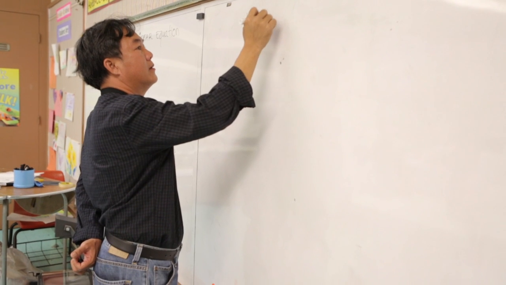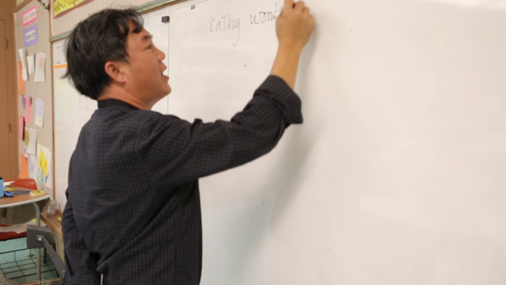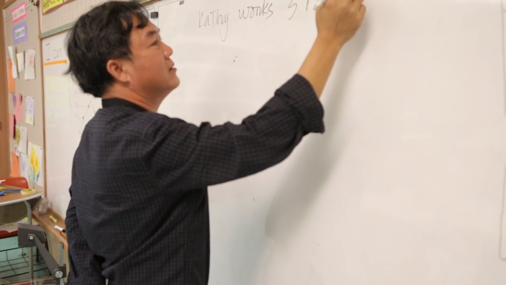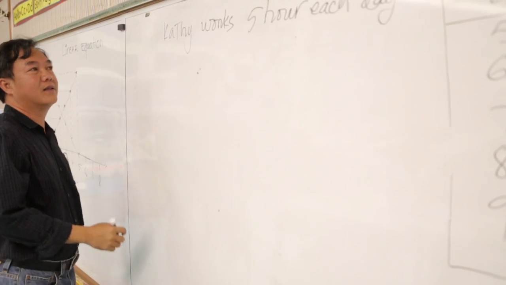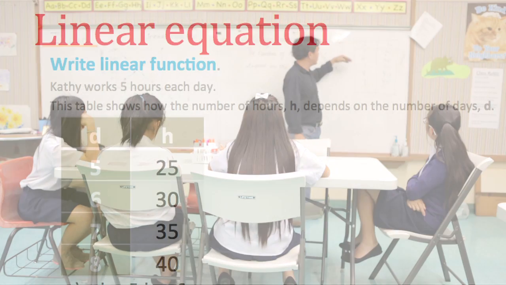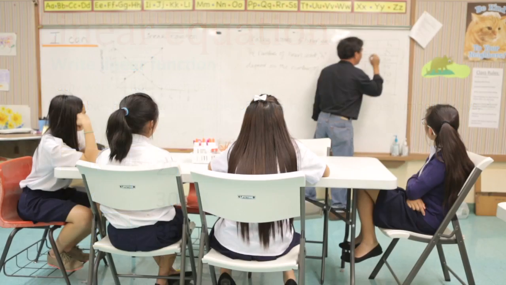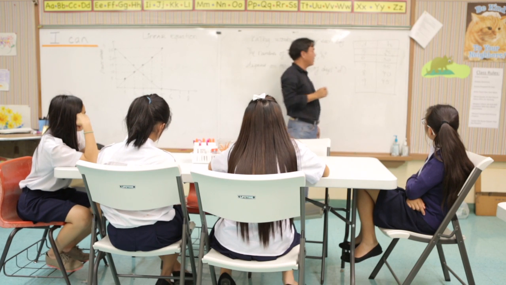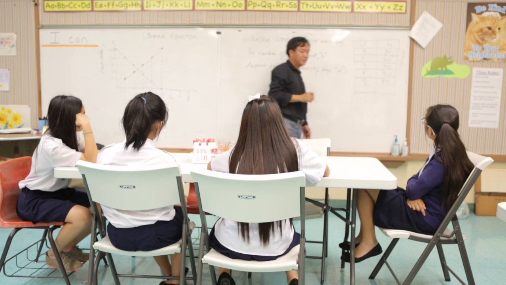Kati worked 5 hours each day. Yeah. So they give you a table like this. It shows the information, right? In 5 days, you work 25 hours, right? In 6 days, you can work 30 hours. In 7 days, you can work 35 hours, and so on.